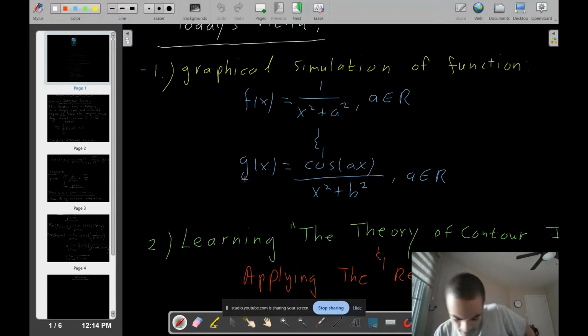Okay, so let's look at some graphical simulations of the functions. First we're going to look at the graphical simulation of f of x equals 1 over x squared plus a squared, where a belongs to R. And there's going to be a reason why I'm taking the simulation of this function. But for now, we're going to look specifically at that.